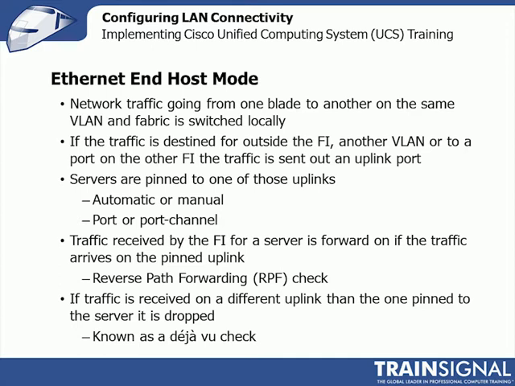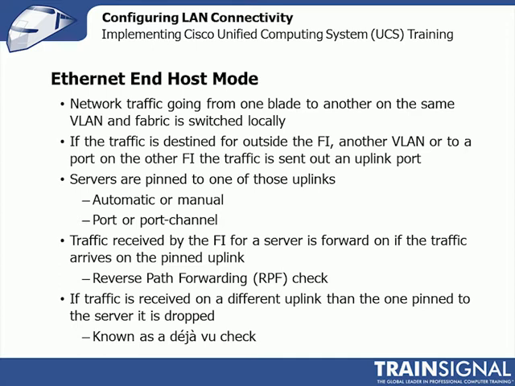So it's not going to send it down again, because what may happen is it may have gotten flooded out on that upstream switch, and I may see it on all 8 or all 4 uplink connections. And if that's the case, I don't want to deliver 4 frames to the server. He's only going to deliver it on the pinned uplink. If it's a port channel, same thing. As long as it comes in on at least one link of that port channel, it will be passed down. If traffic is received on a different uplink than the one pinned to the server, it is dropped.